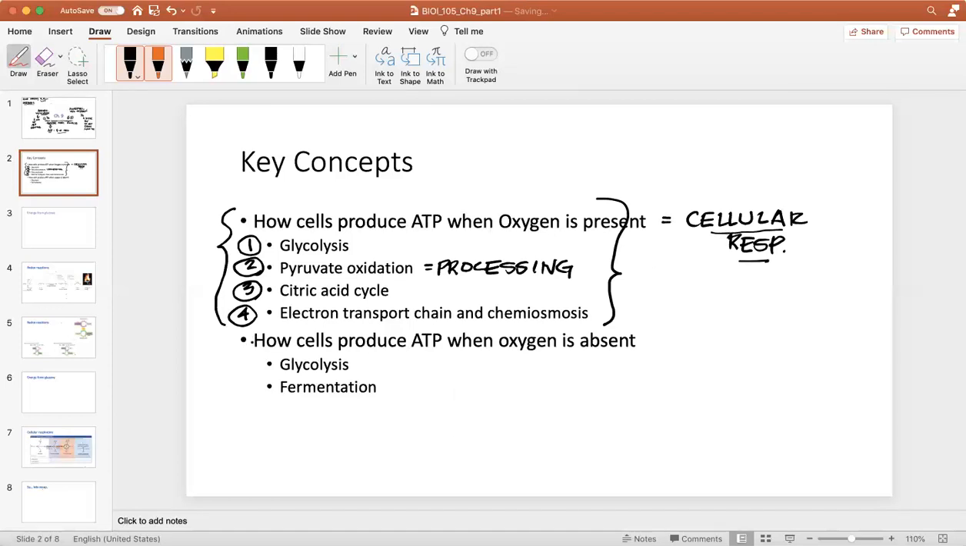Now, we're also going to learn at the very end of the chapter how cells can turn glucose into ATP when there is no oxygen, when oxygen is absent. It turns out that that's going to happen in 2 steps: glycolysis and then a process called fermentation. Notice that this first step is the same for both. So this process we are going to call fermentation.